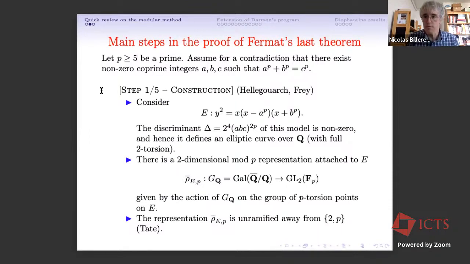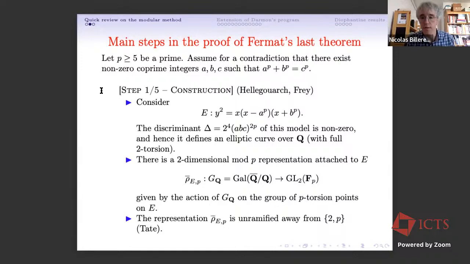The first step, I call it the construction step. It's mainly due to Hellegouarch and Frey, and it consists in the following. You start with your solution a, b, and c, and you consider the following cubic equation: y^2 = x(x - a^p)(x + b^p). You compute the discriminant of this cubic equation, and it turns out that this is some power of 2 times the product abc raised to the 2p. In particular, because we're assuming that a, b, and c are non-zero, it's a non-zero integer, and so this equation defines an elliptic curve over Q.